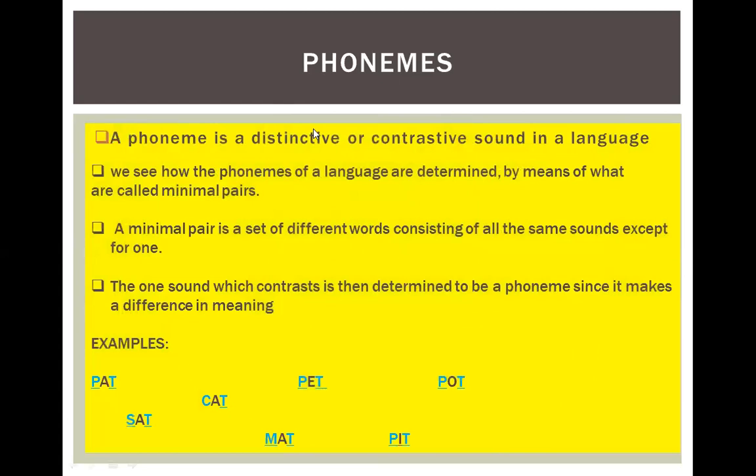Let's begin with phonemes. A phoneme is a distinct or constructive sound in a language. We see how the phonemes of a language are determined by means of what are called minimal pairs. A minimal pair is a set of different words consisting of all the same sounds except for one. The one sound which contrasts is then determined to be a phoneme since it makes a difference in meaning. For example, pet, said, cat, met, pet.